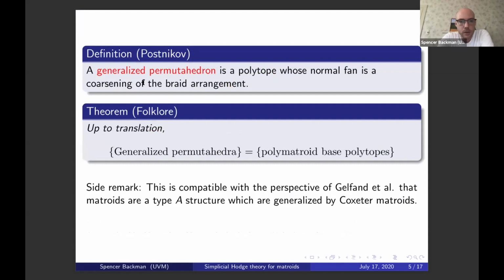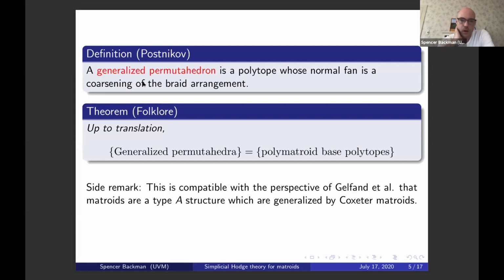Okay, so a generalized permutahedron is a polytope, like I was saying, whose normal fan is a coarsening of the braid arrangement. So it generalizes the permutahedron. And then there's this sort of folklore theorem, which says that up to translation, the set of generalized permutahedra is the same thing as the set of polymatroid-based polytopes.